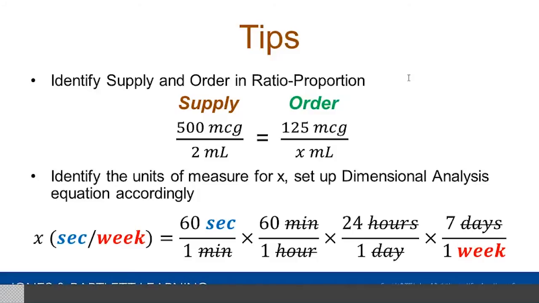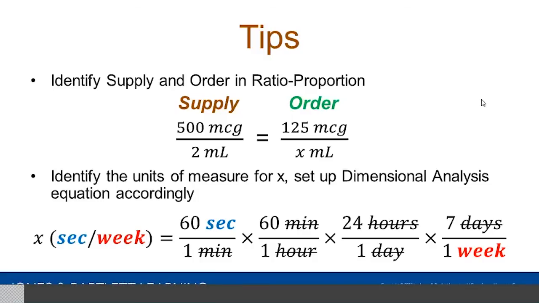The first unit of measurement, color-coded in blue, indicates that the first factor should have seconds in the numerator. And the last factor, which is color-coded in red, should have week in the denominator. And every other unit of measurement should cancel out in between. So if we start with 60 seconds over 1 minute, then we know that the numerator of the next fraction has to be minutes. And what do we know about minutes?